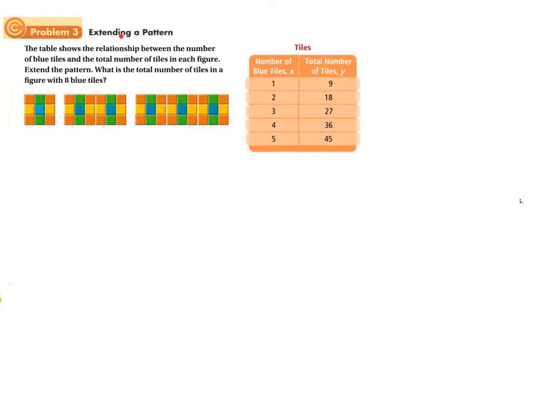So now we are extending a pattern. The table shows the relationship between the number of blue tiles and the total number of tiles. For every 9 total tiles that you have here, one of them is blue. So if we double that and we get that same pattern a second time, now we've got 2 blue tiles out of the 18 that are here. If we do it again, we get 3 out of 27, and we can extend this pattern to say 5 would be 45, etc. Okay? What do we want to do with this? What is the total number of tiles in a figure with 8 blue tiles? So we could hopefully continue this table.